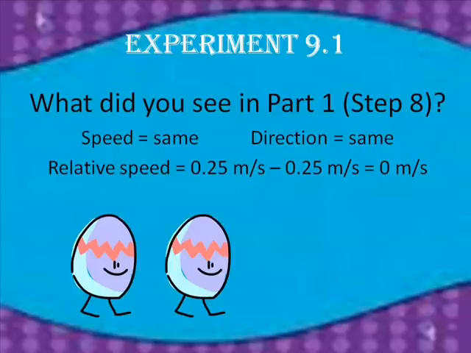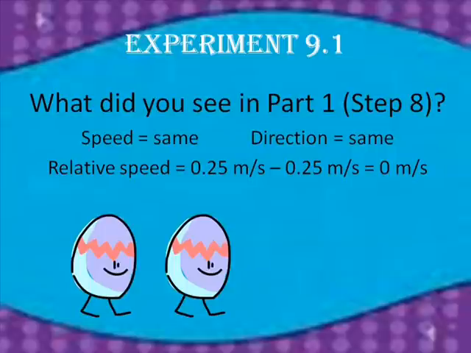Okay, so what did we see in part 1, which was step 8 of our experiment? Well, they both were rolling down the ramp one behind the other. So their speed was the same, and their direction was the same. So what you need to record on your lab report is that the speed was the same, the direction was the same, and the damage in this case was probably 0 on a scale of 0 to 10.